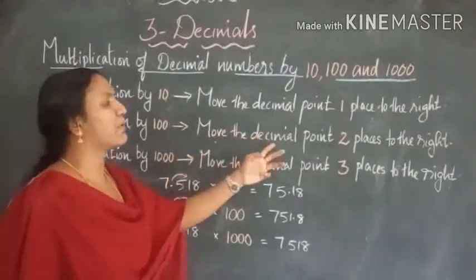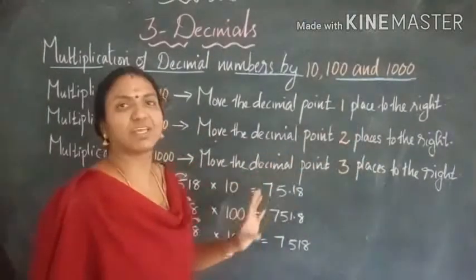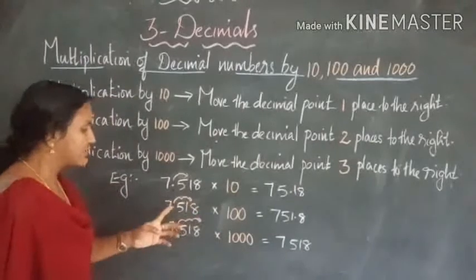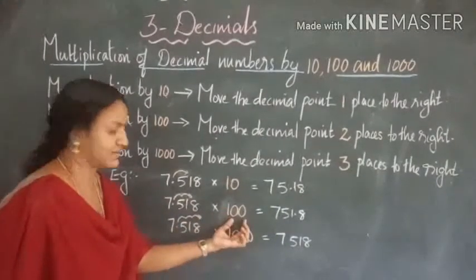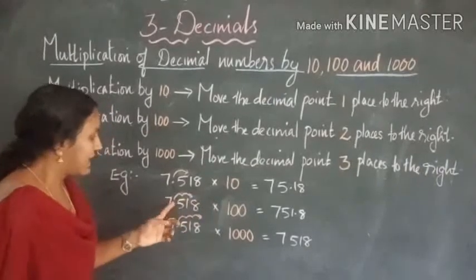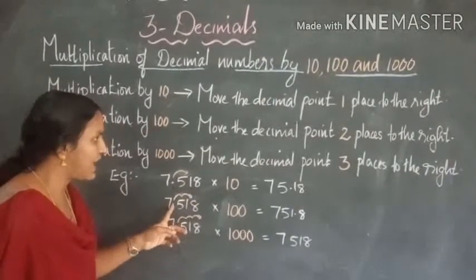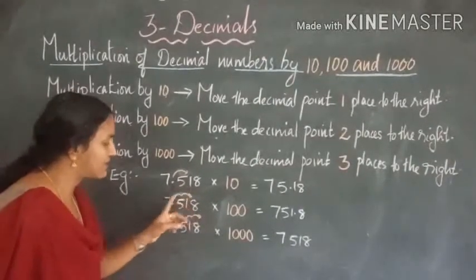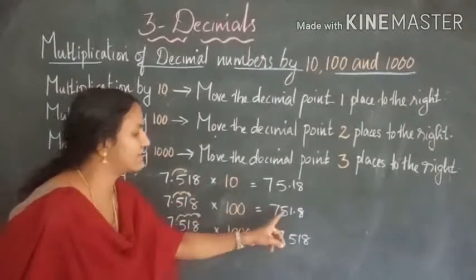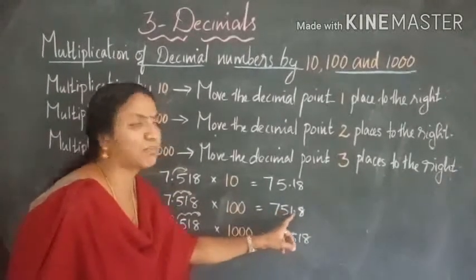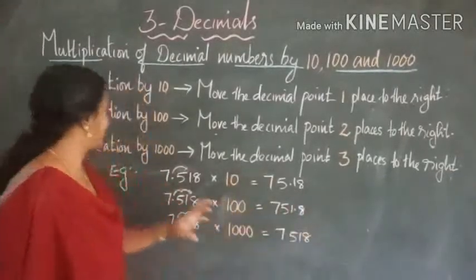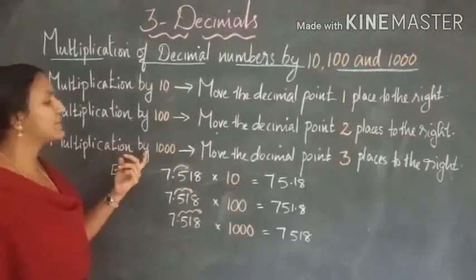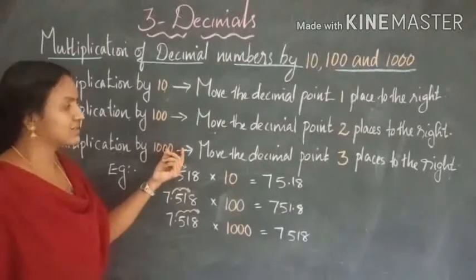The next one, multiplication by 100. Move the decimal point 2 places to the right. For example, 7.518 into 100. Here you move the decimal point 2 places to the right. So 751.8. The last one, multiplication by 1000.